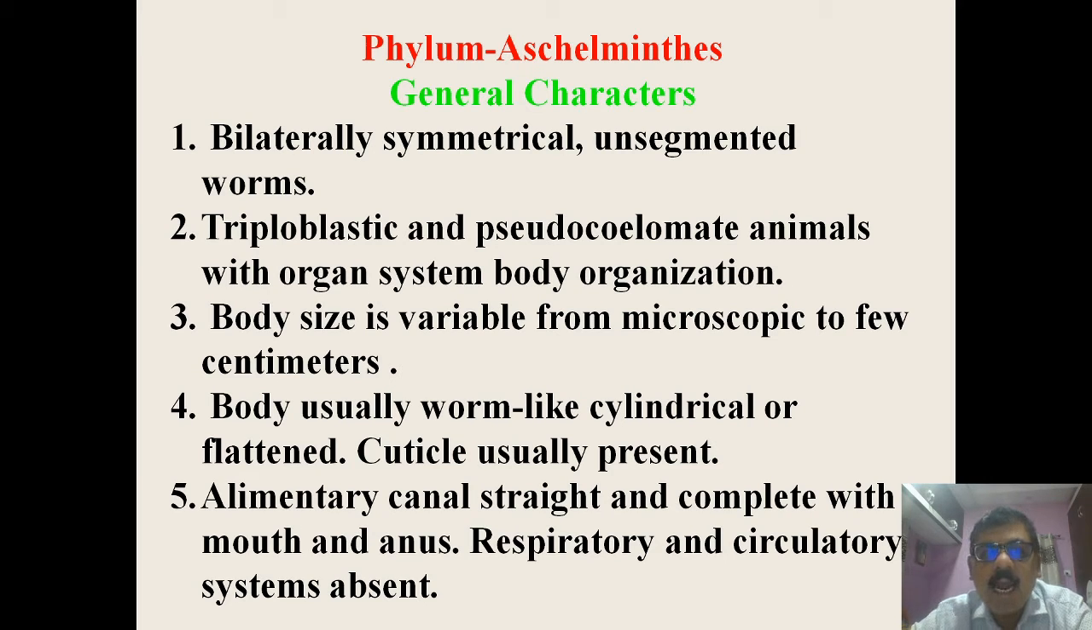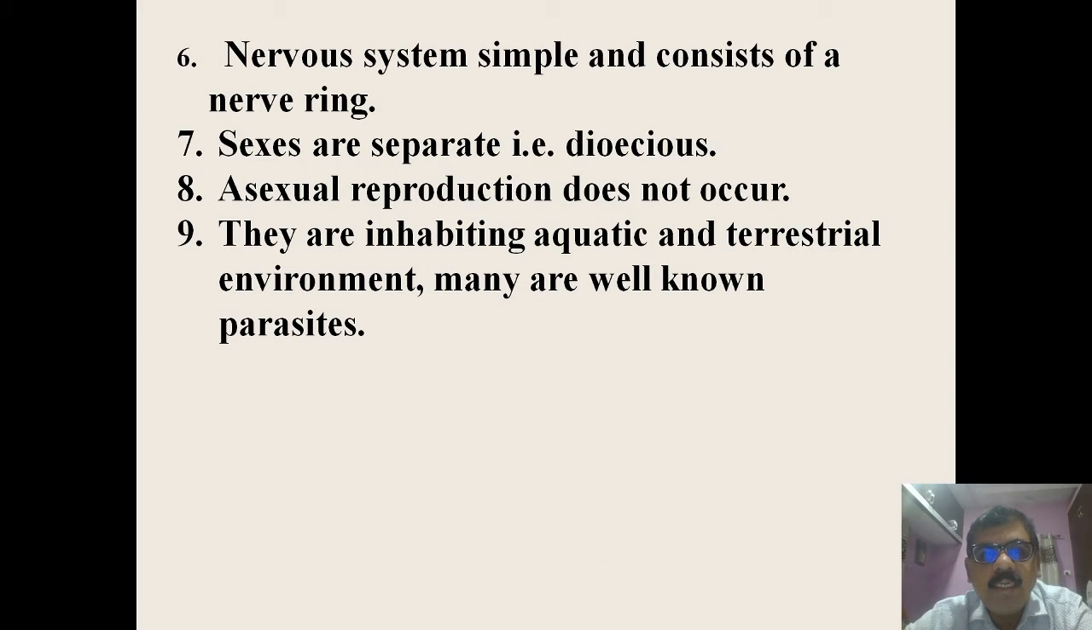The respiratory and circulatory systems are absent. The nervous system in these animals is simple and consists of a nerve ring. The sexes are separate, that is, males and females are separate, which we call dioecious. Asexual reproduction does not occur in Aschelminthes. They inhabit aquatic and terrestrial environments, and many are well-known parasites. So these are the general characteristics.